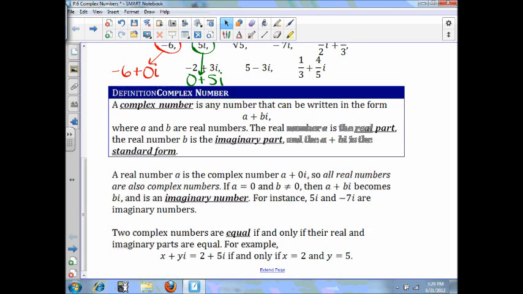Now, a real number a is a complex number a plus 0i, so all real numbers are also complex numbers. If a equals 0 and b doesn't equal 0, then a plus bi becomes bi and is an imaginary number. For instance, 5i and negative 7i would be considered imaginary numbers. Two complex numbers are equal if and only if their real and imaginary parts are equal. For example, x plus yi equals 2 plus 5i if and only if x is 2 and y is 5.